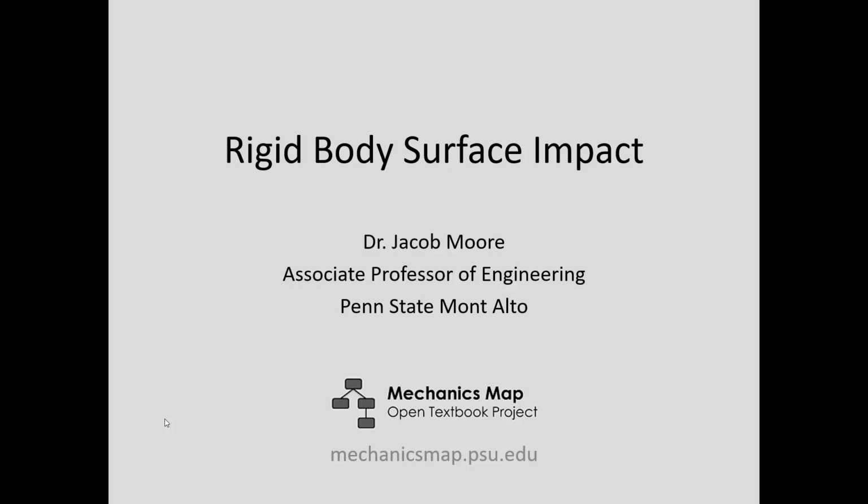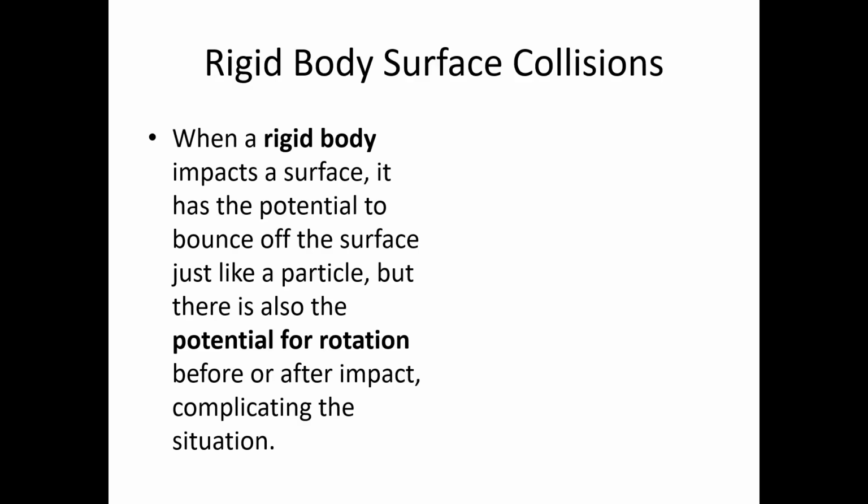Hello, for today's video lecture, we're going to be looking at rigid body surface impacts. When a rigid body impacts a surface, it has the potential to bounce off the surface just like a particle, but there's also the potential for rotation before or after the impact, complicating the situation.